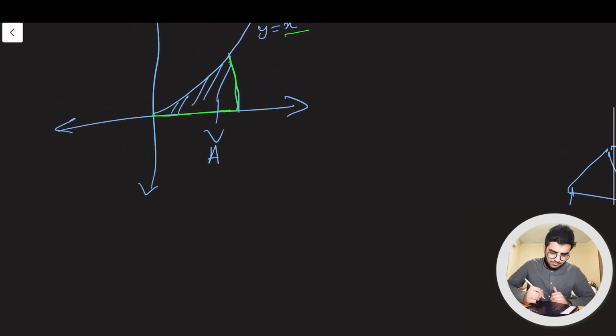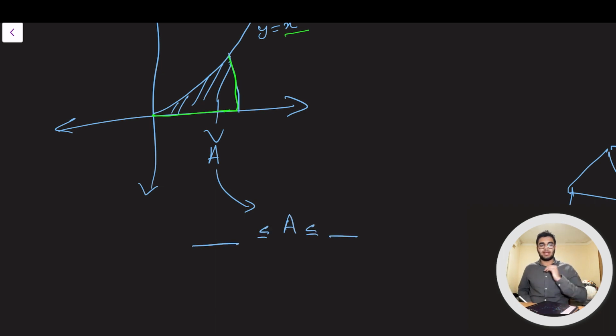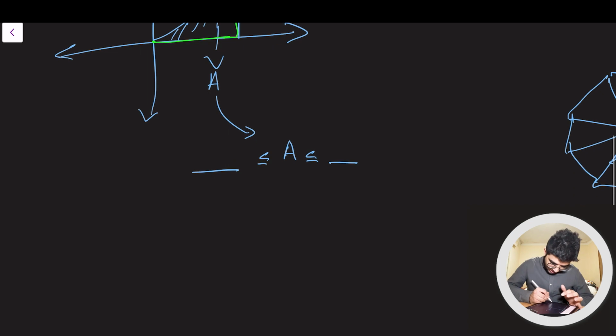And not just approximate, we're going to find a range for this area A. We're going to find one number that is bigger than the area and one that is smaller than the area. And we're going to say the area you're looking for is within these two numbers. And how are we going to do that? We're going to do it like this.